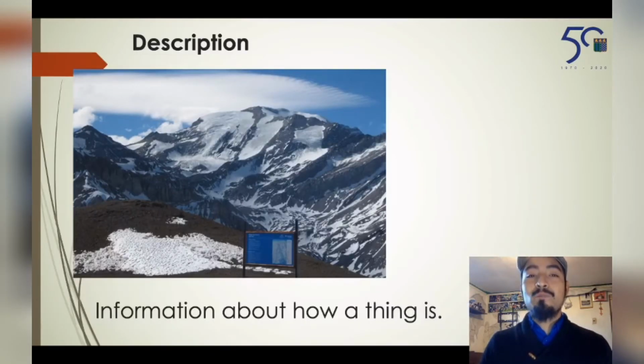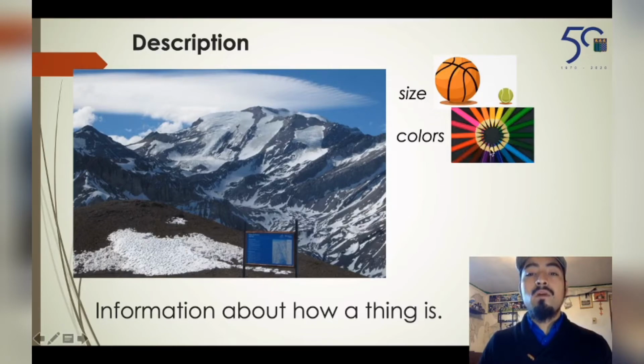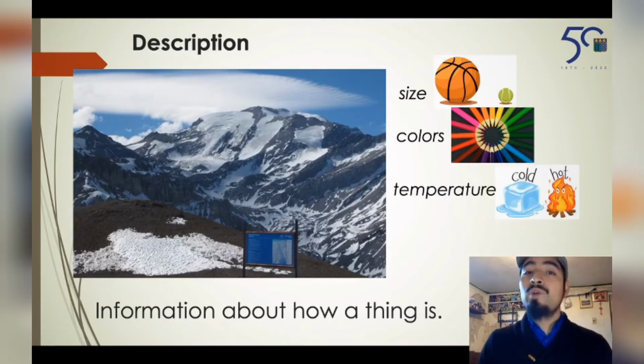Let's make a description. A description is information about how one thing is. I have been there, so I can make a description about this Cerro El Plomo. I can talk about the size. I can say if it's big or small. I can talk about the colors, the blue and the white and the gray of the rocks, etc. Also, I can talk about the temperature. I can say that's very, very cold.